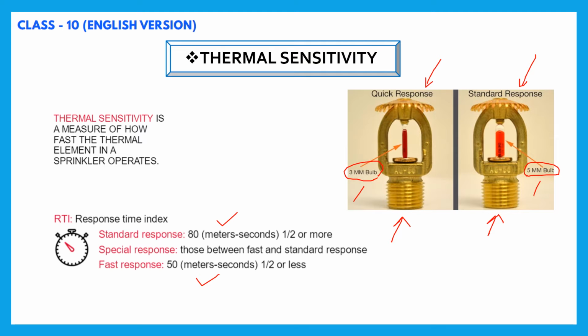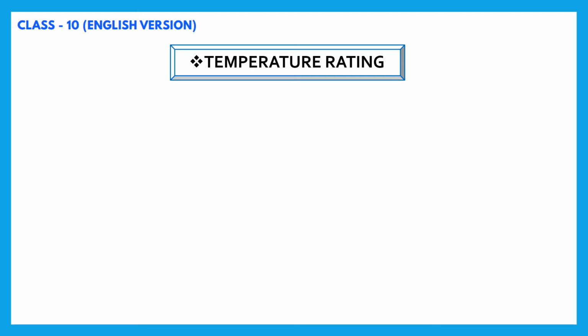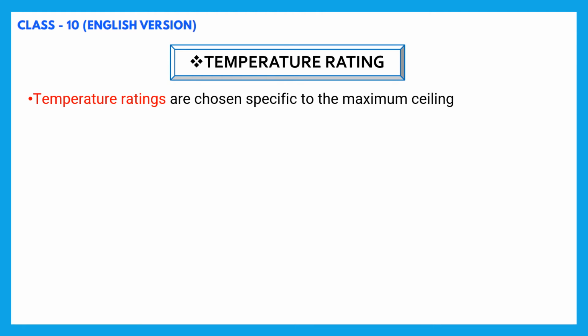Please note that the sprinkler's RTI is for the operating element of a sprinkler and not the time of operation in a particular installation. Let's look at the second characteristic of a sprinkler, that is temperature rating. Temperature ratings are chosen specific to the maximum ceiling temperature they are expected to be exposed to.